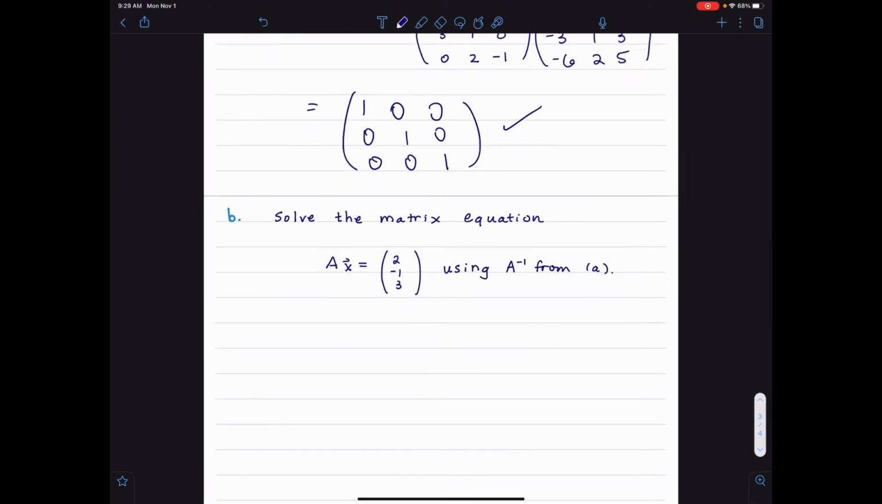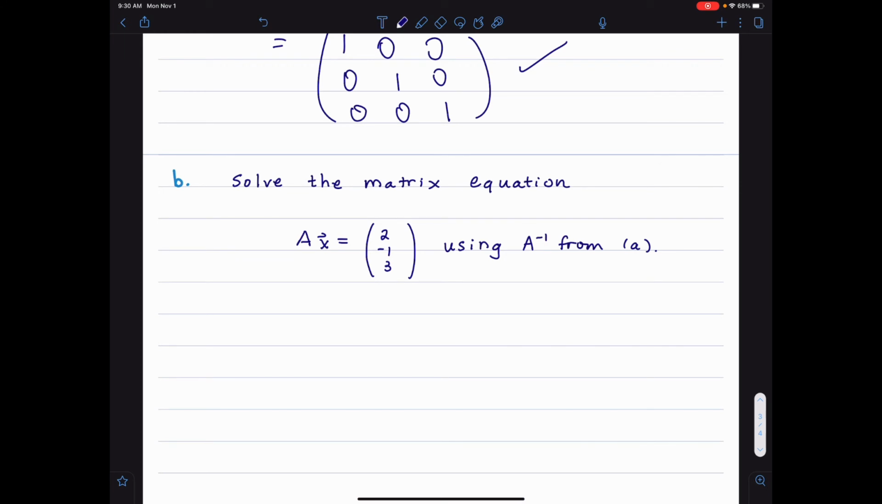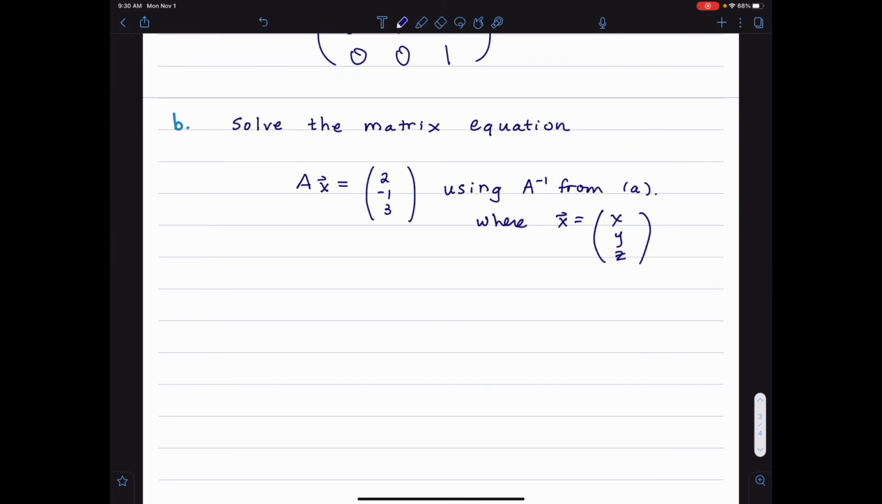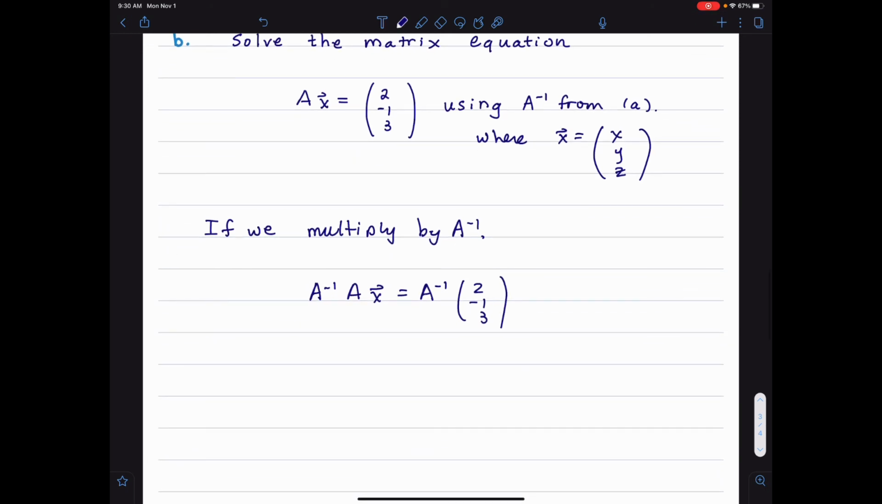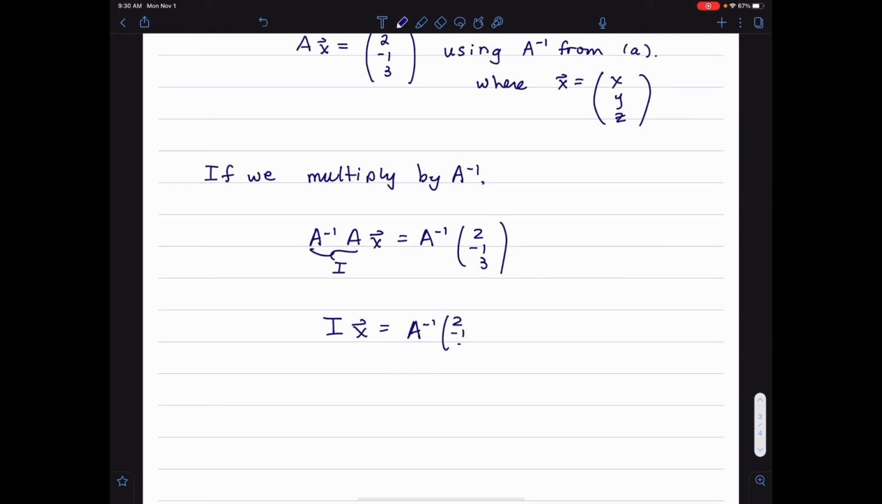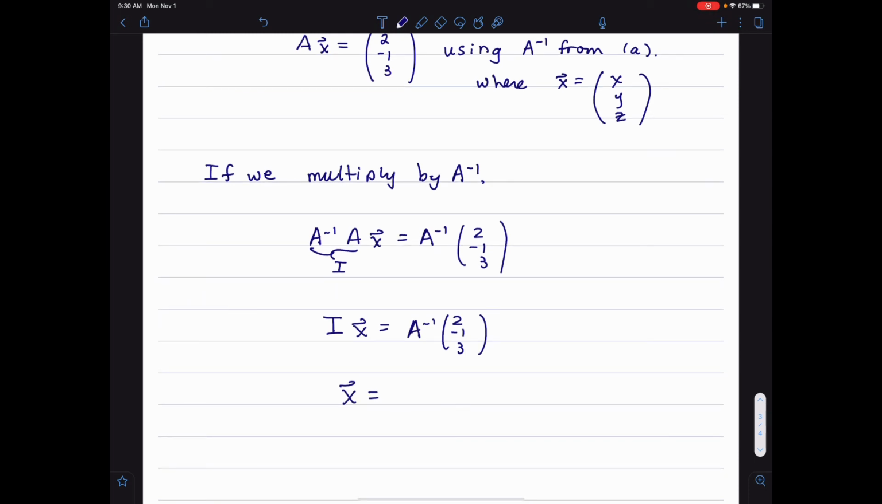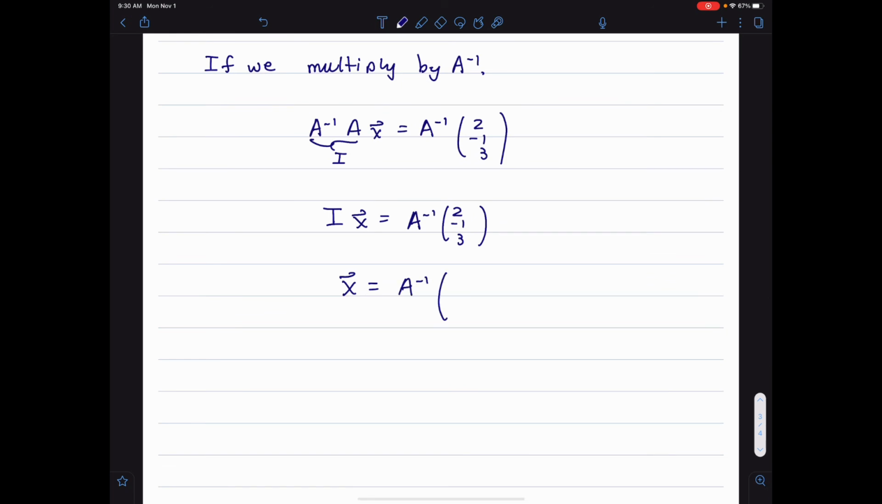Okay, now this next part is saying, let's solve this system, AX equals this matrix using A minus 1. So where X is equal to X, Y, Z, and A is from above. Now, if we multiply by A minus 1, they call it pre-multiply because you can multiply at the end or before. I'm going to multiply it before everything. So we pre-multiply, but A inverse times A is equal to I. So we get IX is equal to all this stuff. And then I is the identity, so the identity times X is equal to X. And so all we need to do then is, now that we have A inverse, X is equal to A inverse times our vector here.